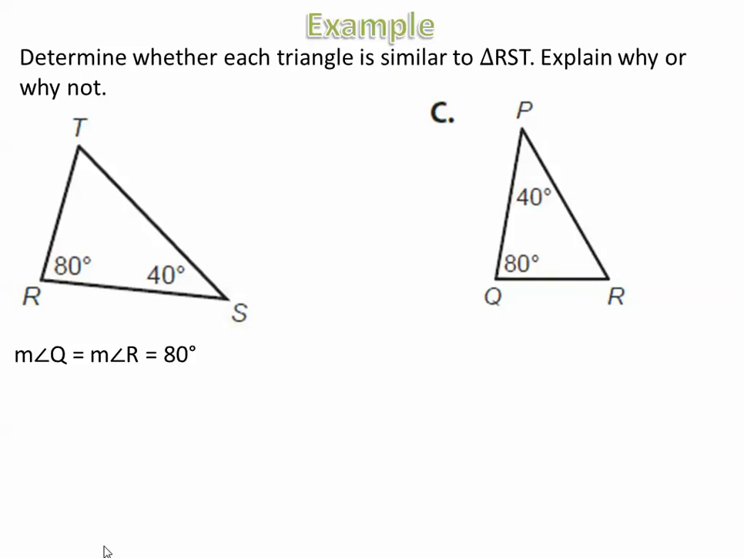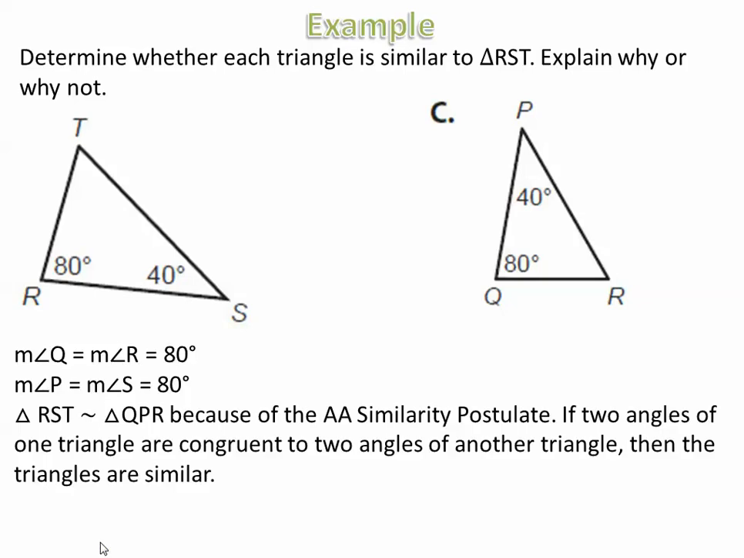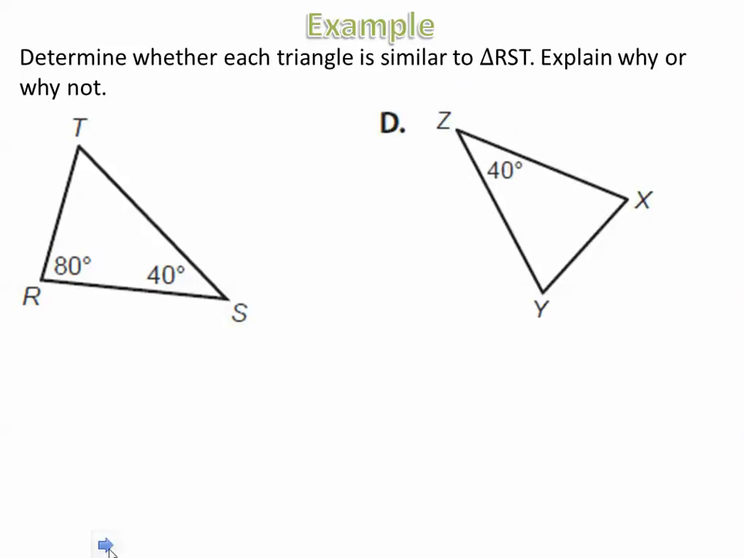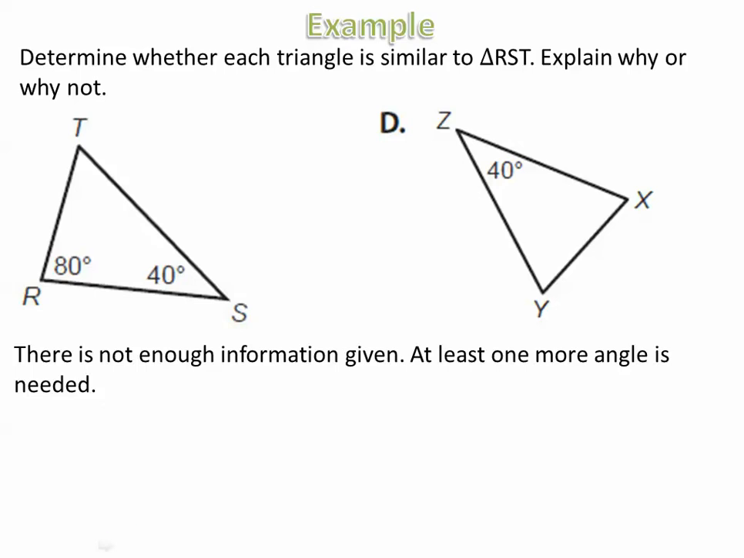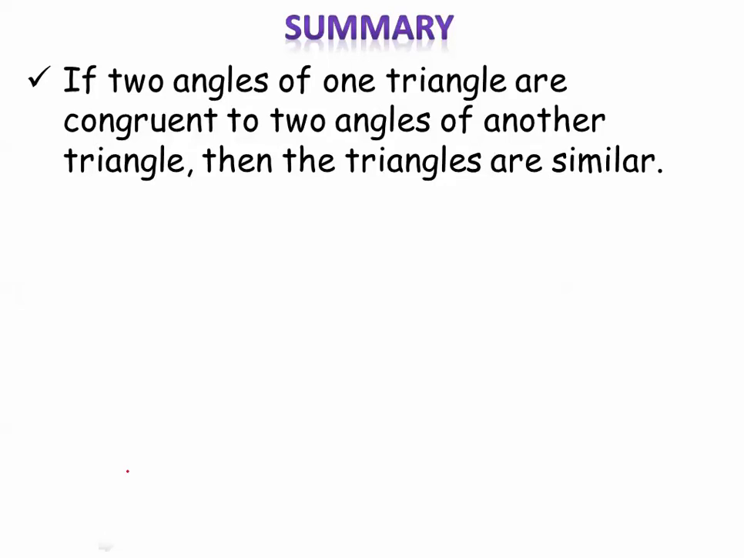Now let's look at C, what they said about C, because it looked good too. See, those matched up just like I said. And P and S are 80, so that worked. So I had two answers. That's where they tricked us. So C was a good answer as well. And then D's not going to work because they didn't give us enough information. Hey, at least I got one of them right. Figured out what was going on. Okay, this says if two angles of one triangle are congruent to two angles of another triangle, then the triangles are similar.